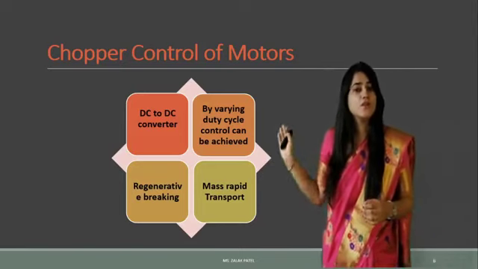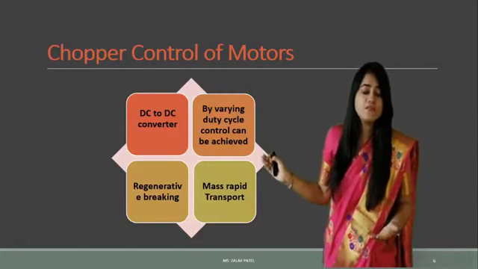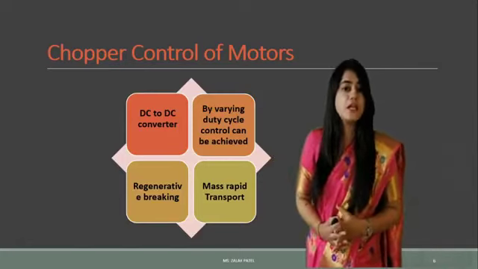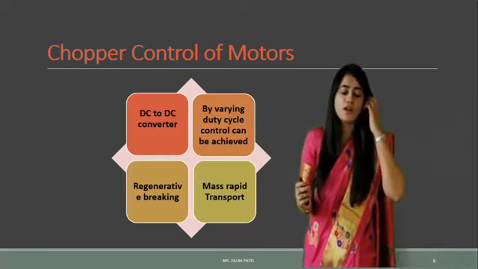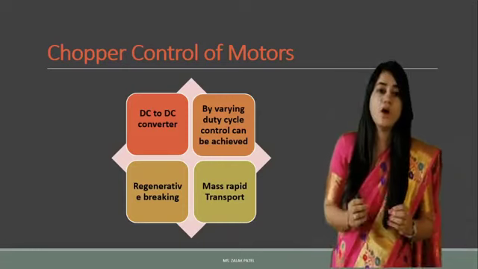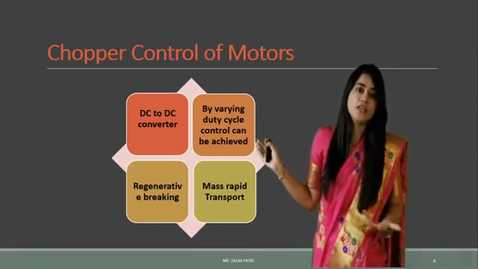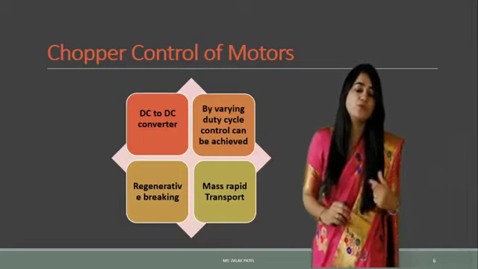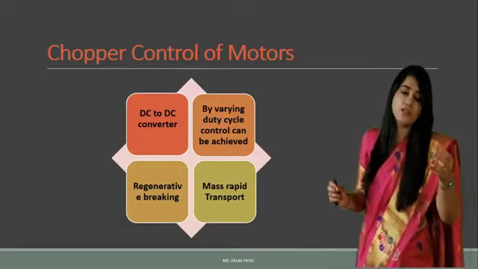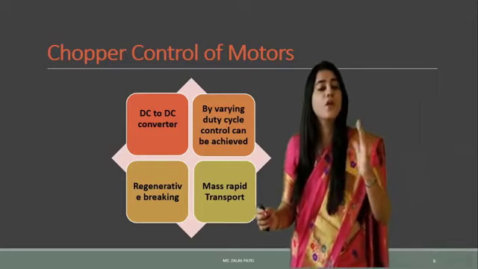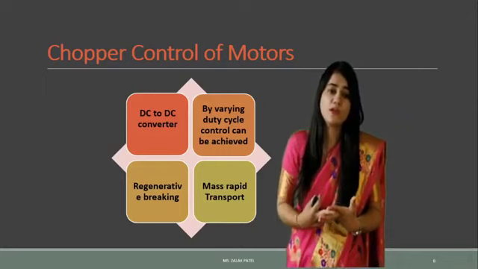Here, by varying the duty cycle, control can also be achieved. How will the duty cycle be changed? Duty cycle is mainly the on-time duration divided by the total time. So by varying the on time, you can easily vary the duty cycle, and control of the motor can be achieved. If the on time is changed, the motor rotation can be changed, meaning how long you have to keep it on.